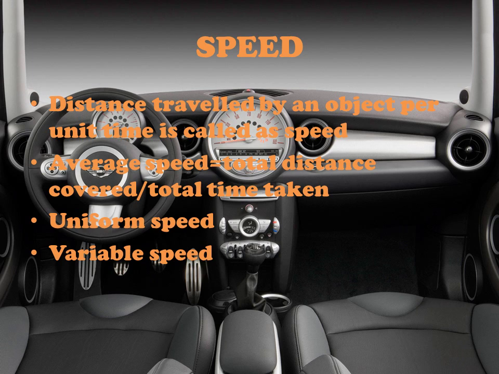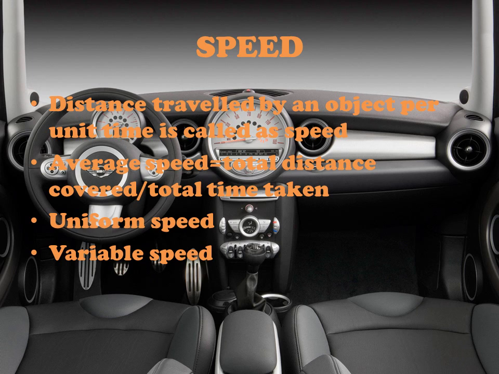Now coming to variable speed. A body is said to be moving with variable speed if it covers unequal distances in equal intervals of time, or equal distances in unequal intervals of time, however small the time intervals may be.